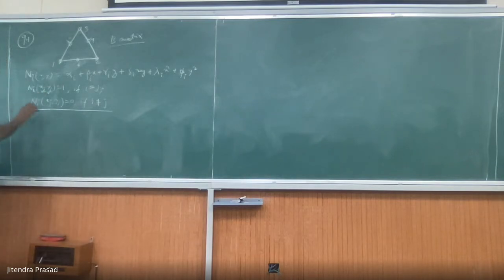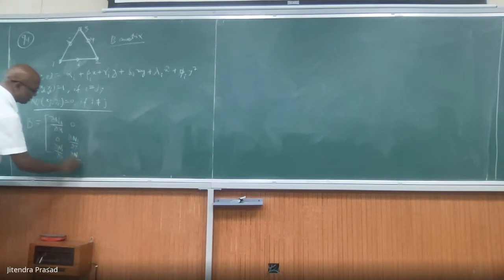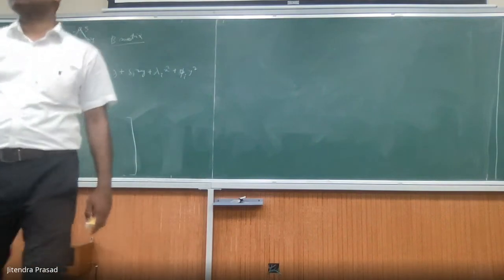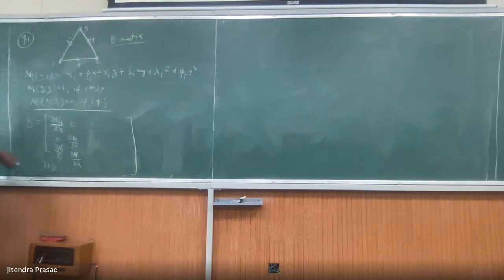and then construct the B matrix. As you know, the B matrix will have, for the first, N1 x, 0, and then 0, N1 y, and so on, till 6. So this will be 3 by 12.